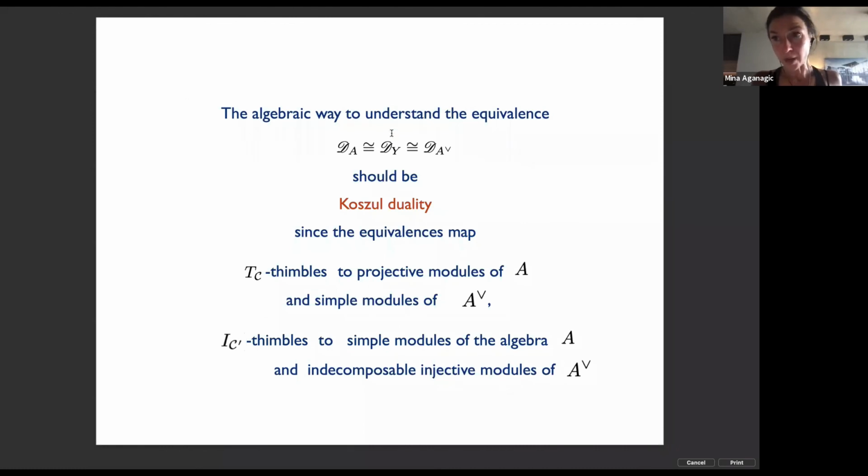The algebraic way to understand this, the fact that the derived Fukaya-Seidel category is equivalent to both the category of A modules and the modules of HX, should be Koszul duality. Because what I told you so far implies that the left symbols are projective modules of the algebra A and simple modules of the algebra HX, and that the right symbols are simple modules of algebra A and indecomposable injectives of HX.